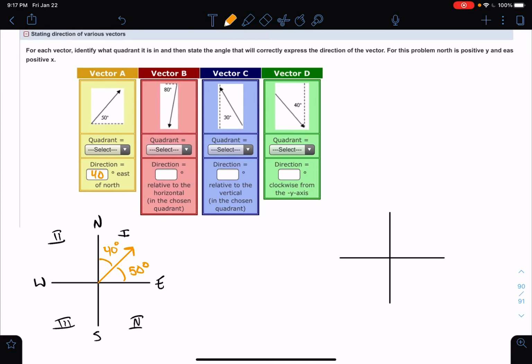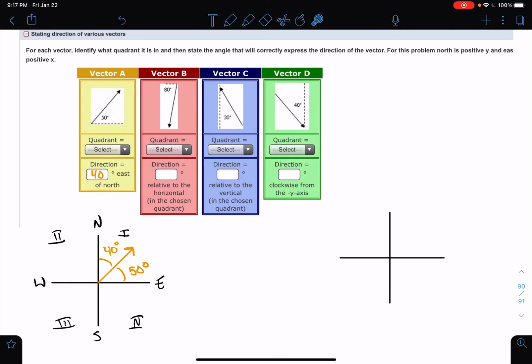And I should note, with regards to these directions, and by directions I mean north, east, west, and south, when it's phrased this way, east of north, west of north, south of west, your angle is going to be between 0 and 90 degrees. It can't be 90 or greater, and it's not going to be 0 or less than that. It's got to be between 0 and 90.